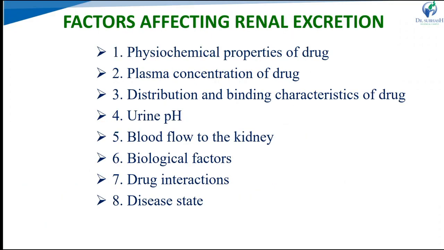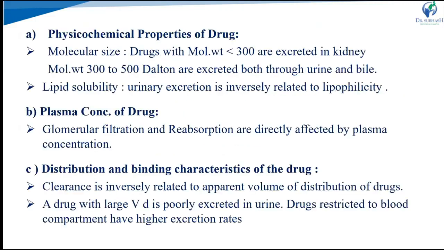Now, the factors affecting the renal excretion of drugs. These are the factors: physicochemical properties of the drug, plasma concentration of the drug, distribution and binding characteristics of the drug, urine pH, blood flow to the kidney, biological factors, drug interaction and disease state. All of these affect the renal excretion of the drug in one way or another. One by one we have to see them, starting with the physicochemical properties of the drug.